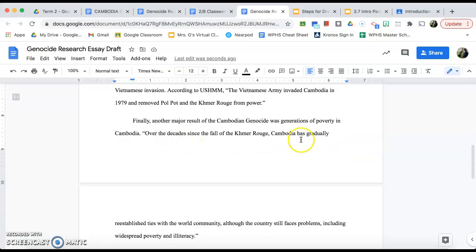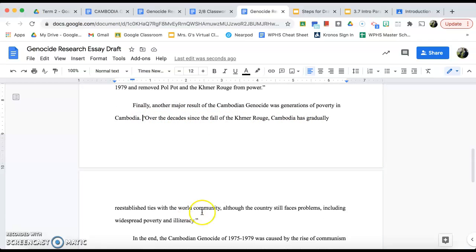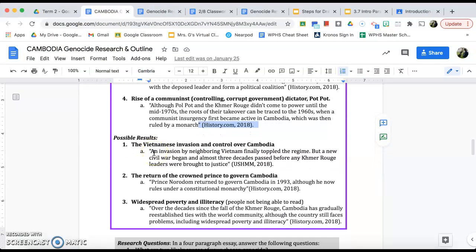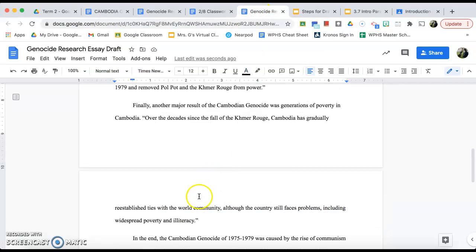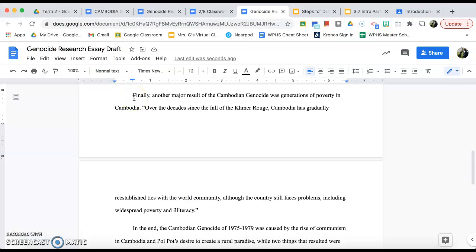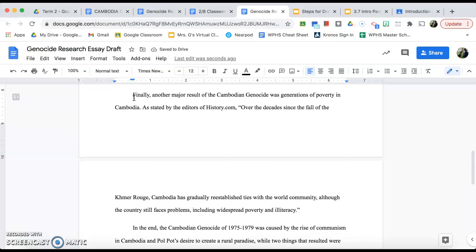Okay, and this last one, again, I see here over decades. This one's about widespread poverty and illiteracy. So I have that quote right here, and that came from history.com. So I could say, as stated by the editors of history.com, and then the quote.